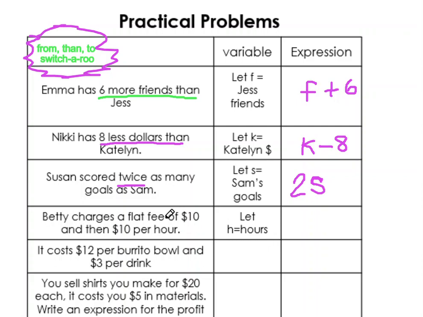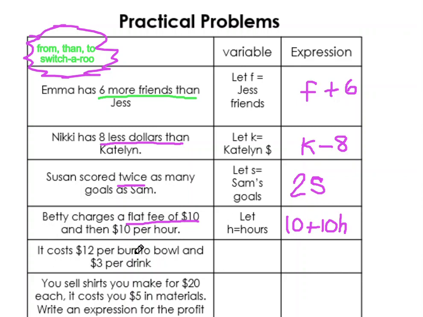Betty charges a flat fee of $10. Okay, so no matter what, she's going to charge $10. So she's charging a $10 fee. And then she's charging $10 per hour. Let H equal hours. So she's charging $10, and then she's charging $10 per hour, right? So that would be 10H. And what can I put between these two? Well, I could put a plus sign, because she's charging the $10 plus $10 per hour.